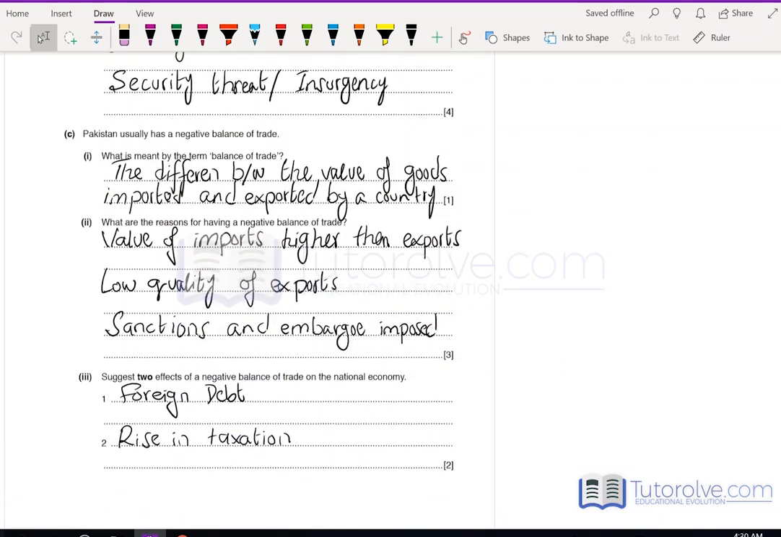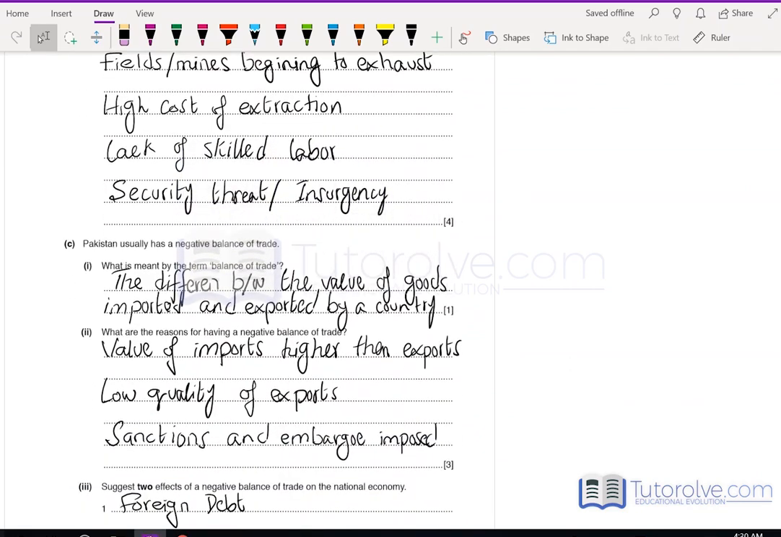See, Pakistan usually has a negative balance of trade. What is the meaning of balance of trade? So the balance of trade is basically the value of imports and the difference it makes when you calculate it against the value of exported goods. What are the reasons for having a negative balance of trade? So you basically take imports and minus them with exports, and then you get that balance of trade.